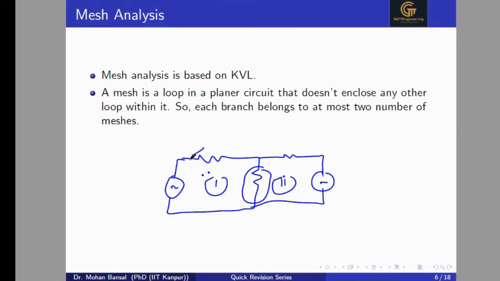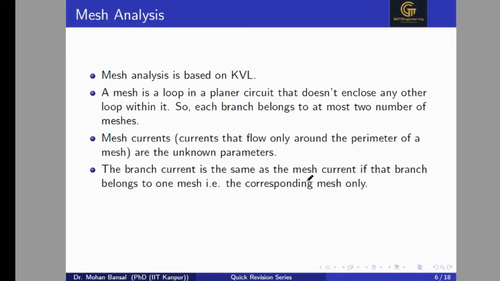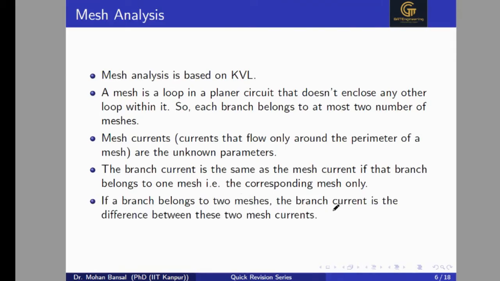So in this circuit, if we consider current I1 flowing in this mesh, and current I2 flowing in this mesh, then the current in this branch is I1, and the current in this shared branch will be the sum of the two, I1 plus I2. If the current flows in the opposite direction, then the current will be I1 minus I2 in this branch. So let's understand in more detail. The branch current is the same as the mesh current if the branch belongs to one mesh, and if the branch belongs to two meshes, the branch current is the difference between the two mesh currents.